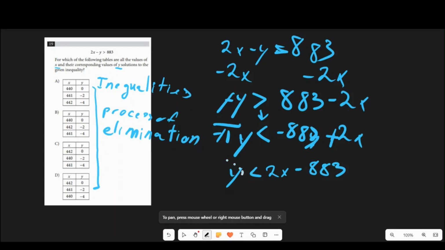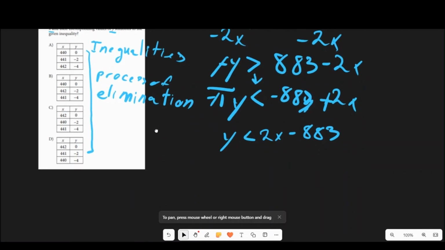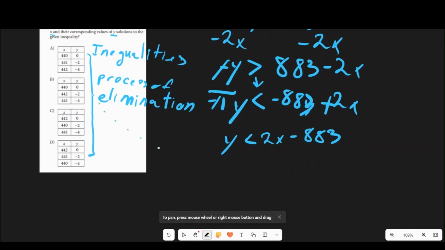Okay, now we know we can plug in some values, maybe. It doesn't seem like plugging in actually is going to be the fastest way to do this one. Well, I mean, if you're fast with it, maybe it will. So let's just try it out. Let's try with 440. So let's just say 440 times 2 minus 883. Will 0 be less than that? Yeah, that's how we need to read it.